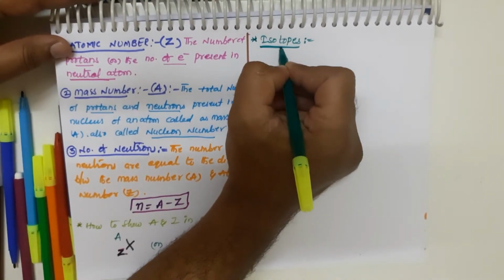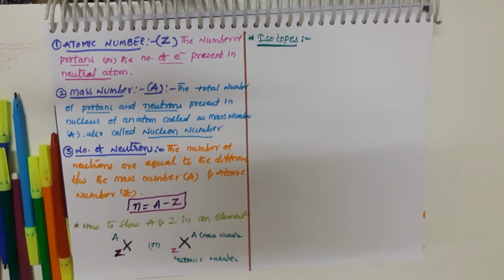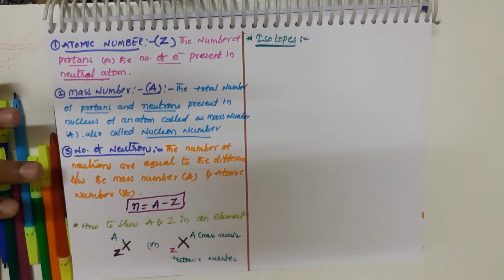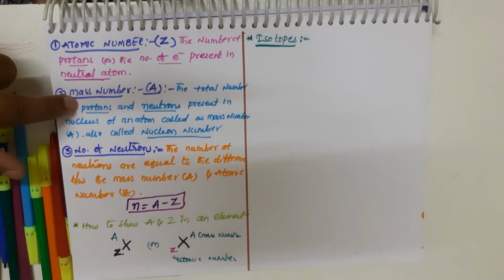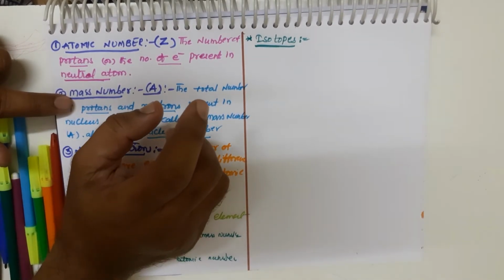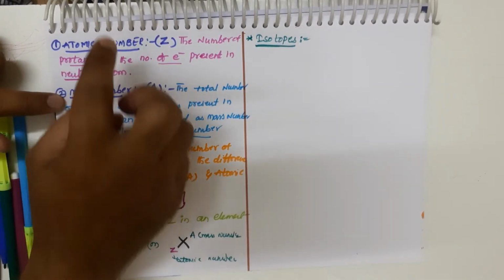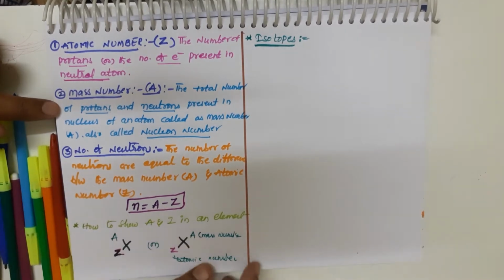What are isotopes? Okay students, the atoms of the same element which have the same atomic number but have different mass numbers. The atoms of the same element have the same atomic number but different mass numbers.